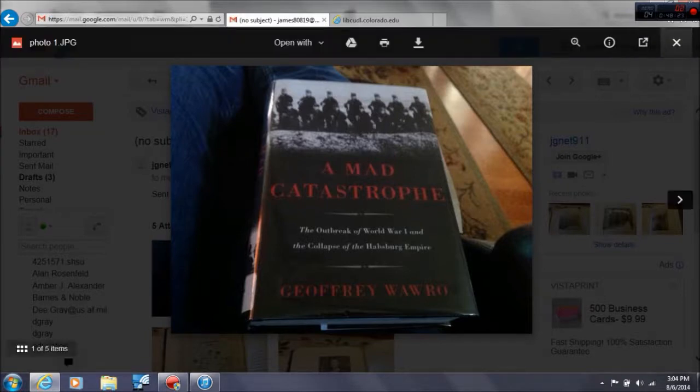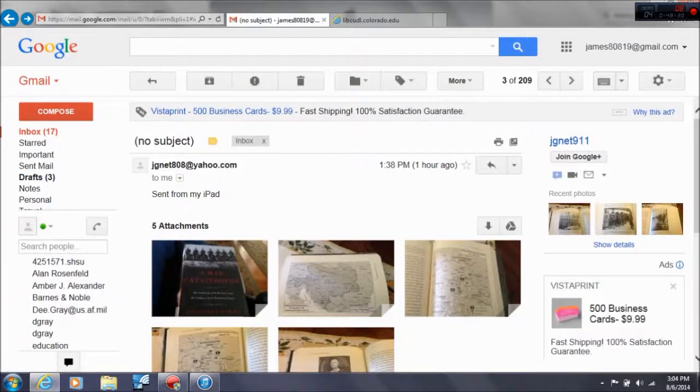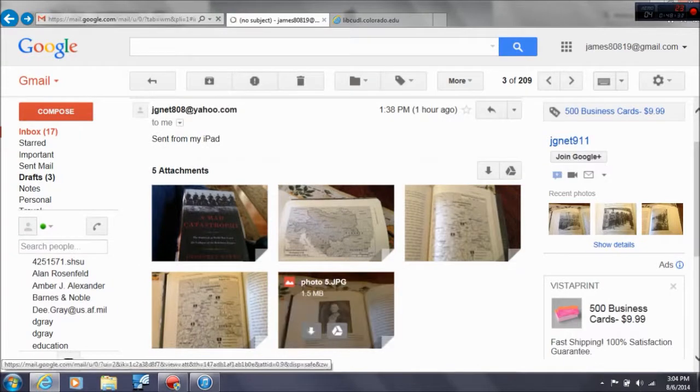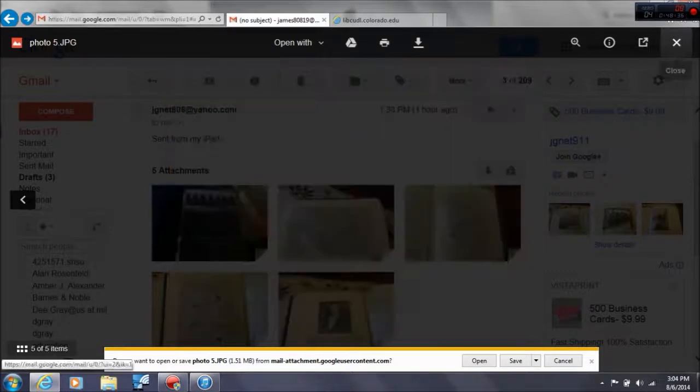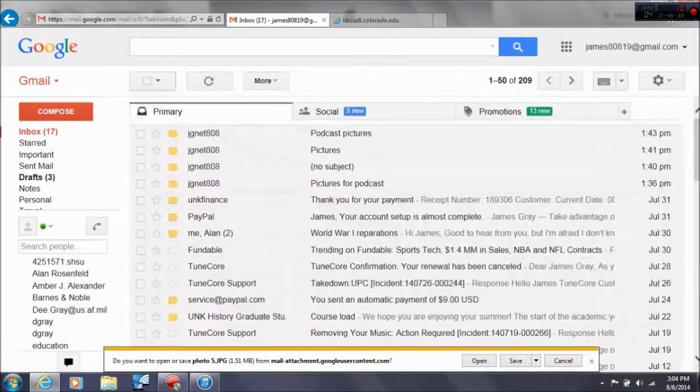And so he was seen as this very important general. And this is Potiorek here, a picture of him from the book Mad Catastrophe by Geoffrey Wawro.